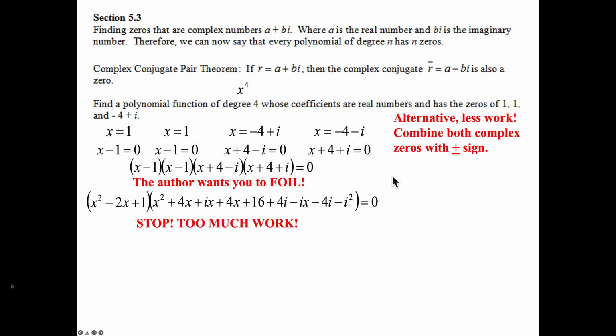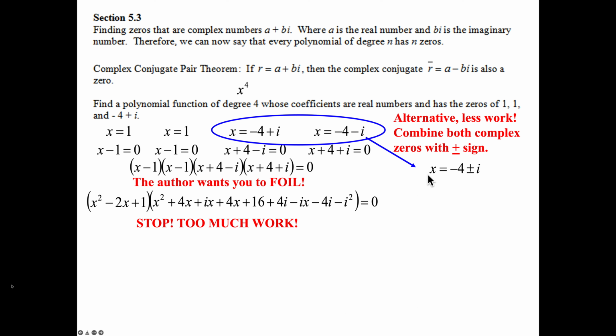Here's an alternative. Take your x equals -4 plus i and x equals -4 minus i and write it with a plus or minus sign. What I don't like about what the author is doing here is he's insinuating that we're working the factoring process backwards. You've never factored a polynomial and had an i in the answer. You get i's when you solve by completing the square. So we should do the completing the square process backwards.